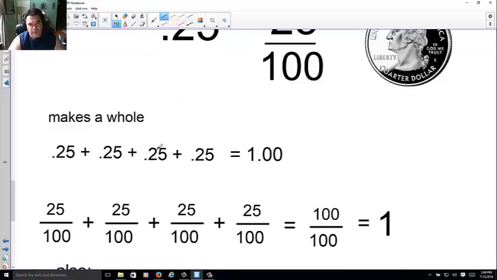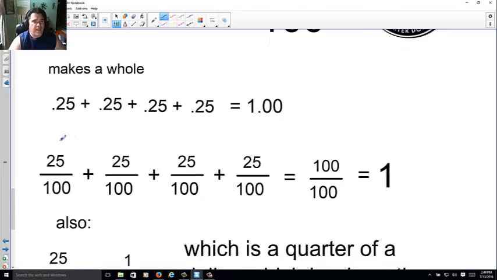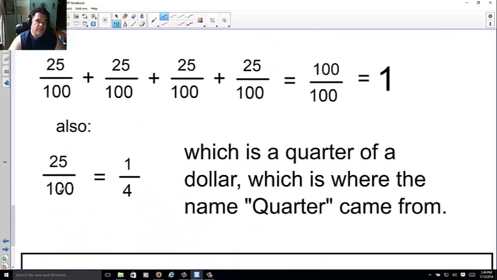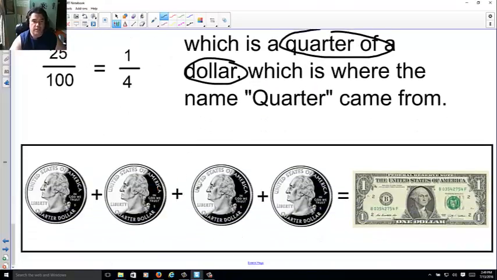0.25, 0.25, 0.25, 0.25 equals $1, as four 25 over 100s make $1. And 25 over 100 also equals 1/4, which is a quarter of $1, which is where the name quarter comes from, because it means a quarter of $1. That's why they initiated the quarter to begin with, because 4 quarters make $1.